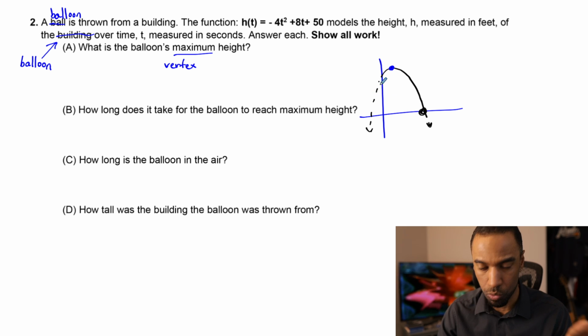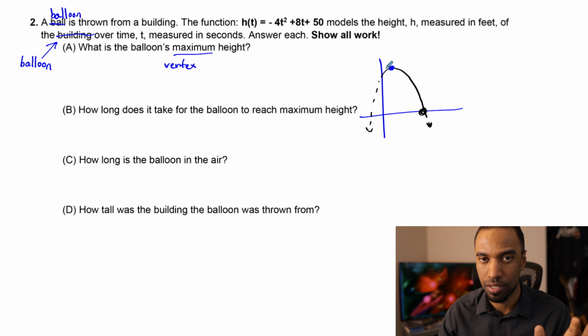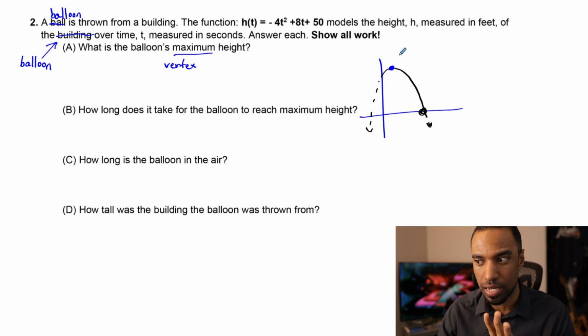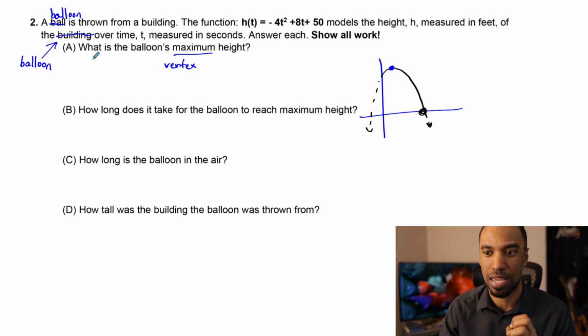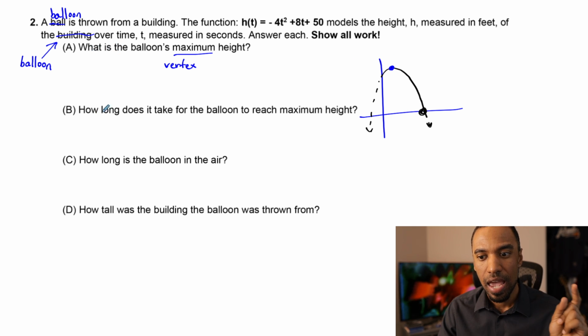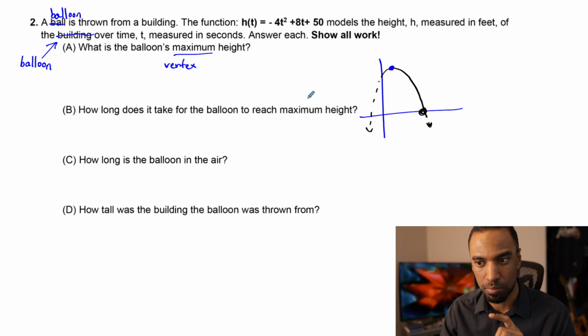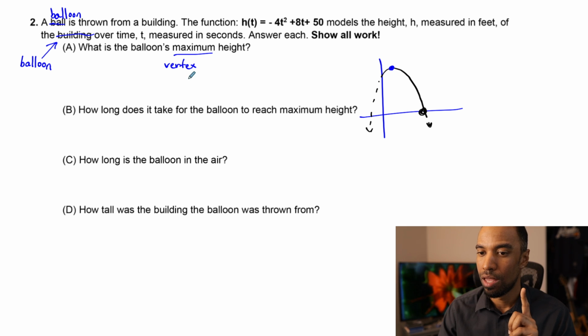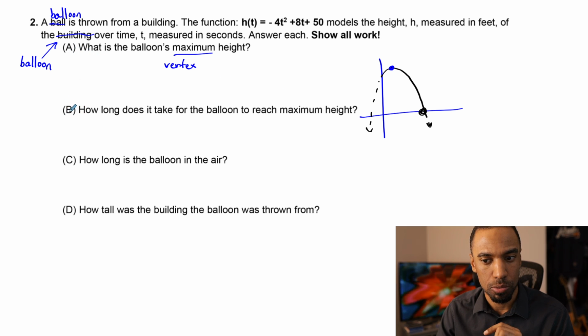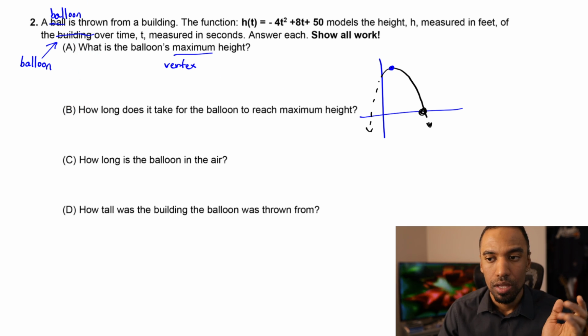Not that you know visually what this necessarily looks like unless you graph it. They're not asking us to graph it. This is just giving you the idea. But the vertex is the maximum height. It asks what is its maximum height. And it asks how long does it take for the balloon to reach maximum height, which is an interesting way that they're asking these questions. I would have preferred to answer part B before part A.